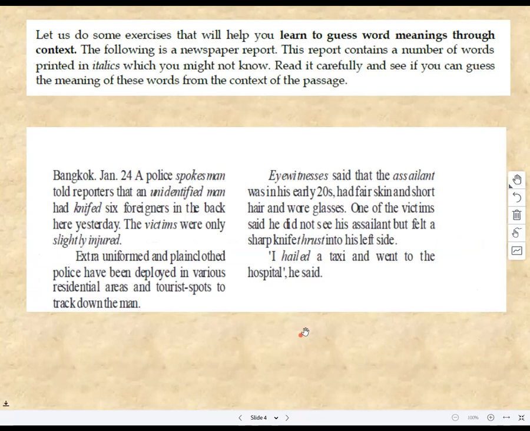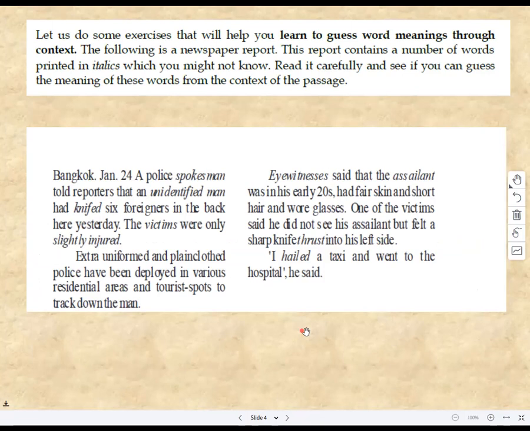Now, there is a newspaper report in front of you. The report contains a number of words printed in italics, which you might not know. Read it carefully and see if you can guess the meaning of these words from the context of the passage.